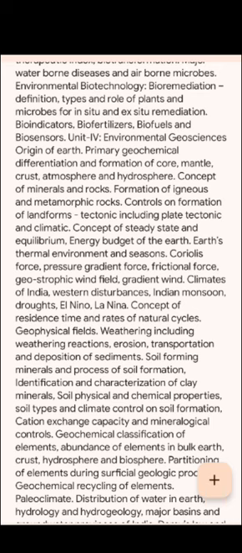Concept of steady state and equilibrium. Energy budget of the Earth. Earth's thermal environment and seasons. Coriolis force, pressure gradient force, frictional force, geostrophic wind field, gradient wind. Climates of India.